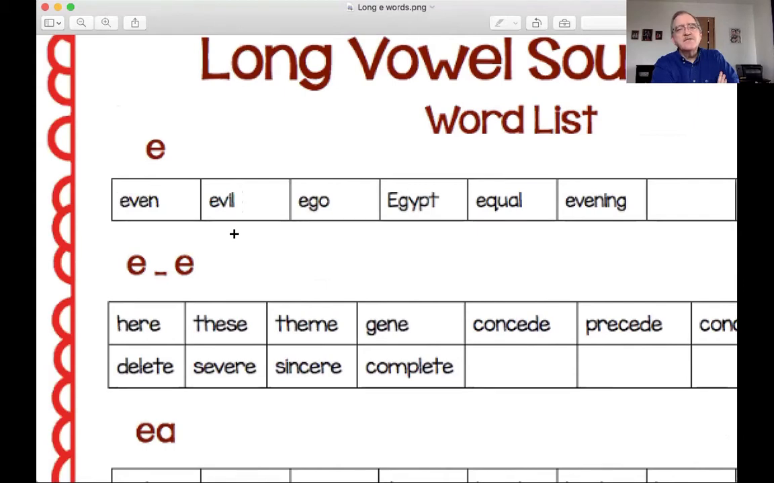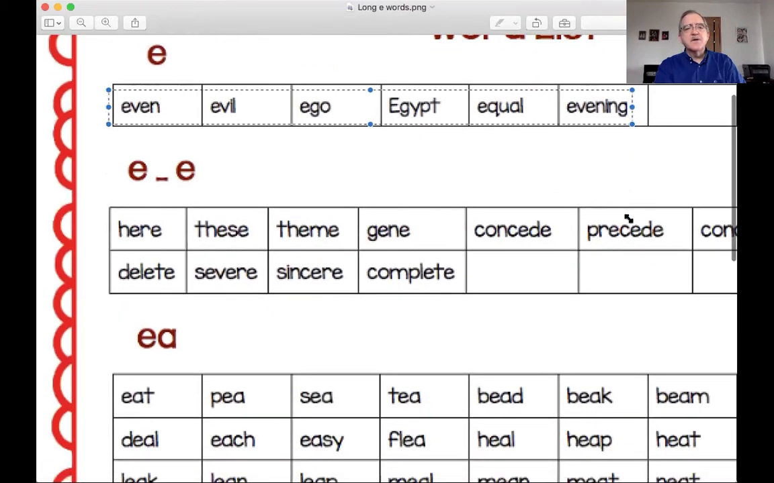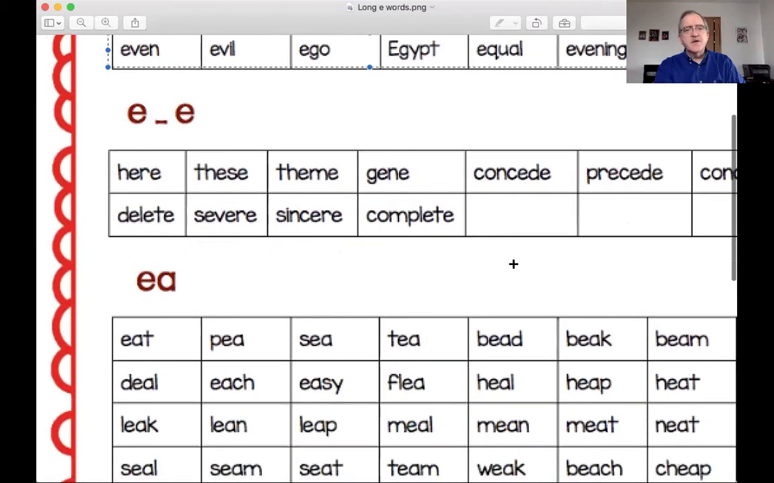Next one is Egypt. Next one is equal. Next one is evening. Now, I want to tell you that these break the rule. Rule four says if there's a long word with two syllables or more, then the stressed vowel is short. But in this case, these are special and they break the rule. You just have to remember them, okay? But the others now are going to follow the rule. Here, these follow the rule.